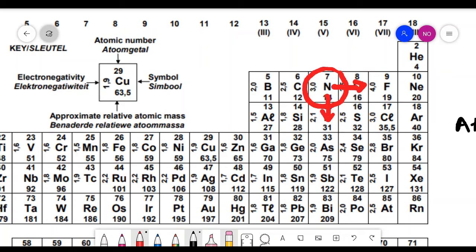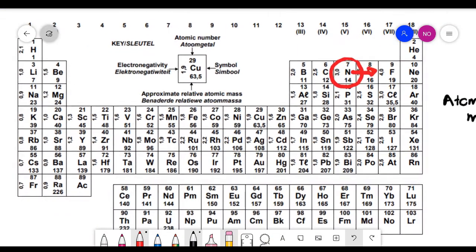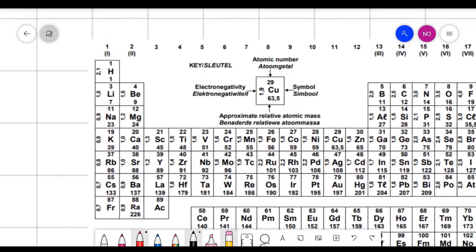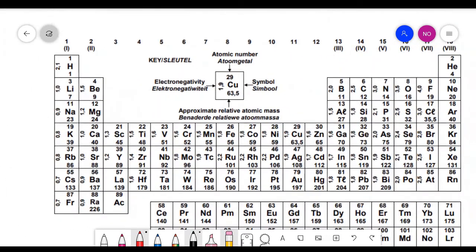Okay, so if you know how it increases, then you also by definition know how it decreases. Because if we now go and look at, waarna gaan ons kyk? Lood, okay? Do you agree that it increases down and to the right, so it must decrease up and to the left?